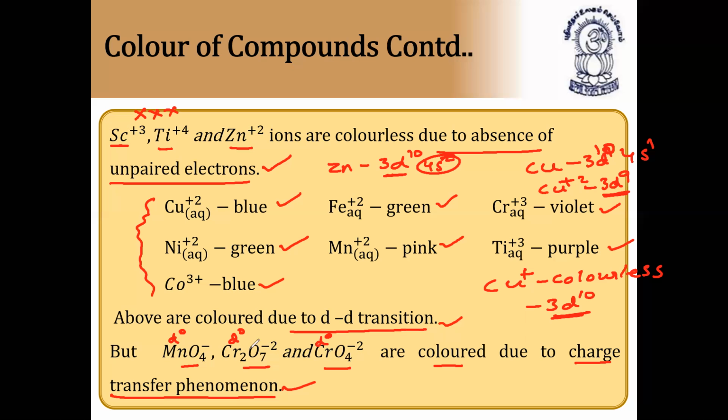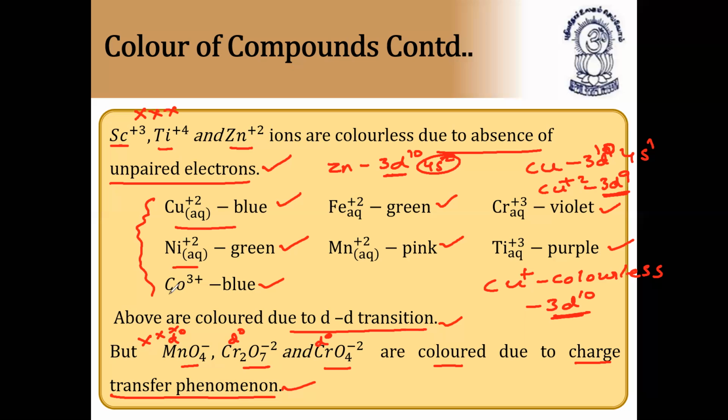So dichromate, chromate, and permanganate ions only exhibit color due to the charge transfer phenomenon, even though they do not contain unpaired electrons. Even though they do not contain unpaired electrons, still these three are exhibiting colors. Very, very important, so please note it down. And if they are colored, they should definitely have unpaired electrons.